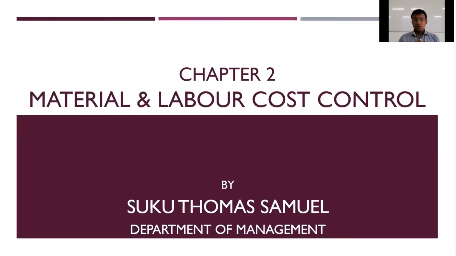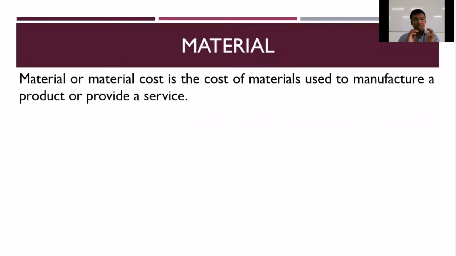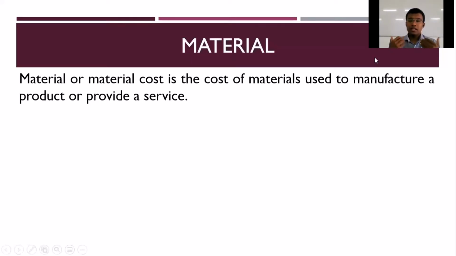But before we address material cost control, let us revise what is meant by material. Material or material cost refers to the cost of material that is incurred by the business as a part of its business activity. Depending on the kind of activity the business is engaged in, the kind of materials that the business will consume as a part of its activity, all that put together is referred to as material cost. Depending on the nature of business, the type and the kind of material that gets consumed would vary.